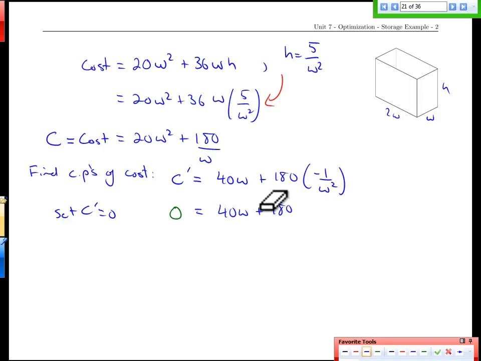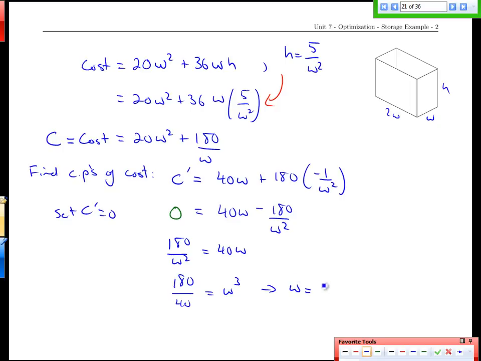And let's rewrite that just a smidge while we're here. We can bring that over. 180 over W squared equals 40W. 180 over 40 equals W cubed. Okay, so 180 equals W cubed.